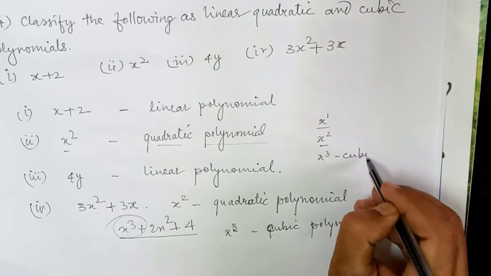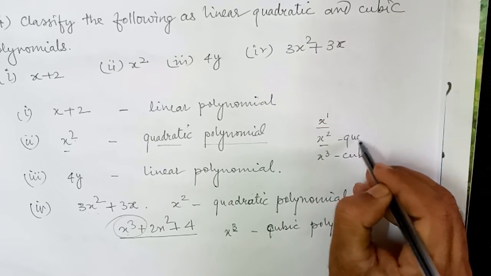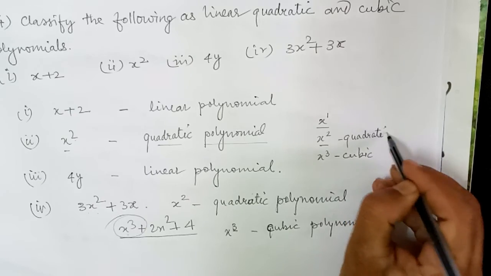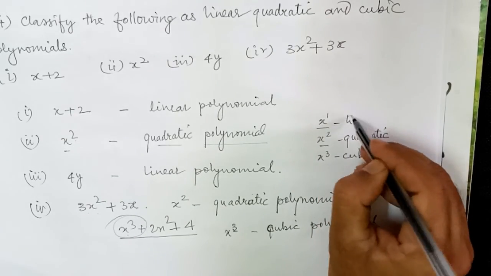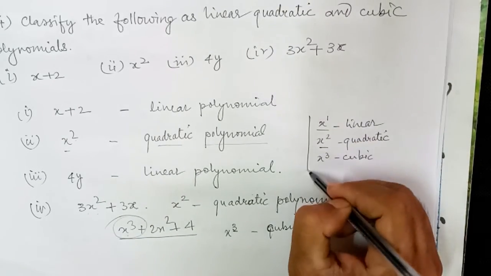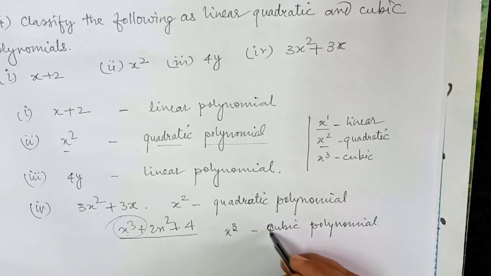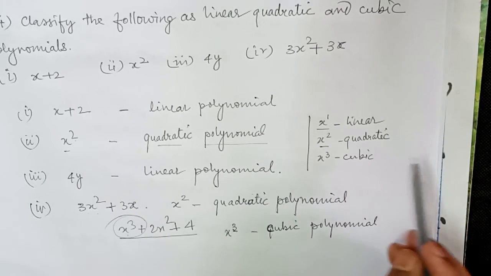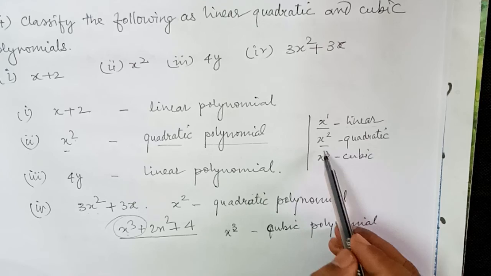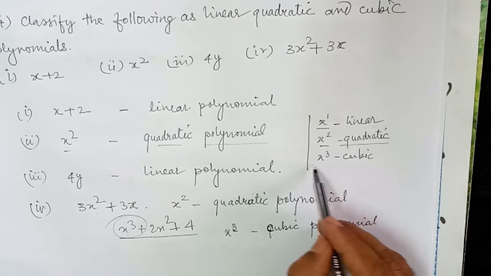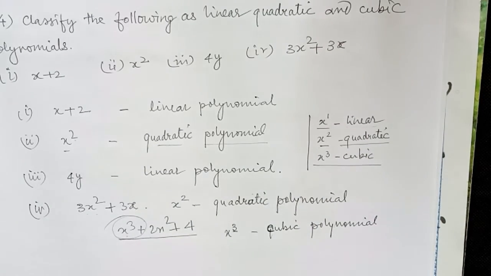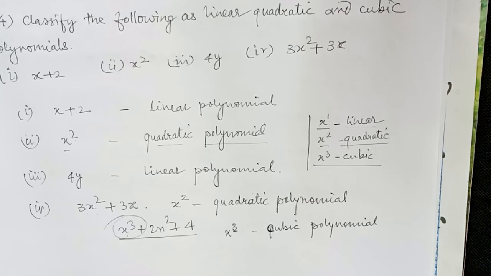For cubic it is this, it is a quadratic and it is a linear one. So while determining: x to the power 1, linear; x to the power 2, quadratic; x to the power 3, cubic. So in this type of exercise, we have completed the questions related to polynomials.